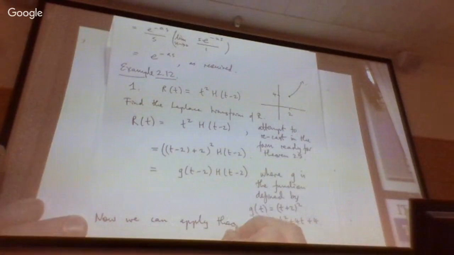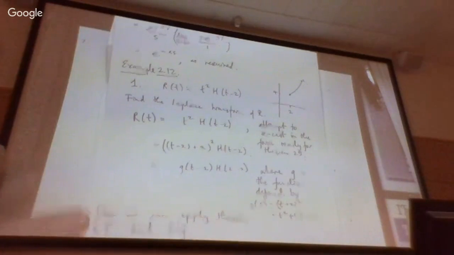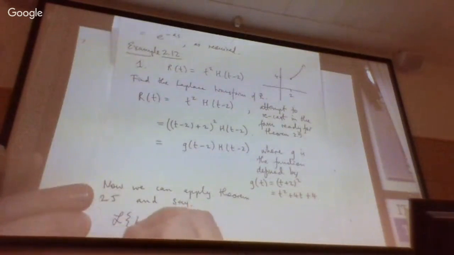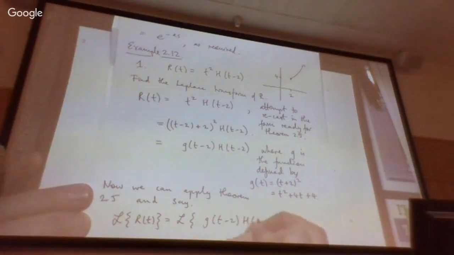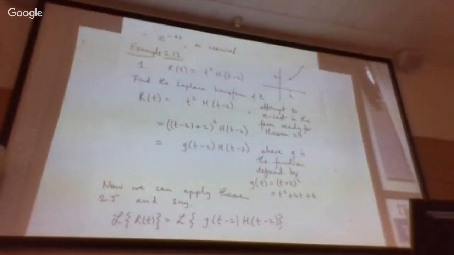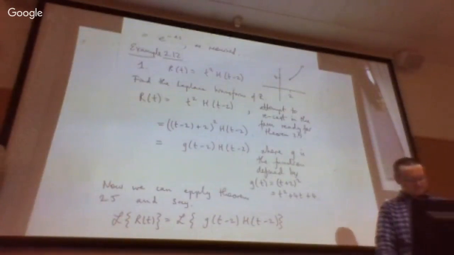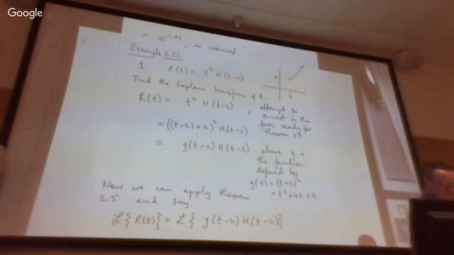theorem 2.5 and say that the Laplace transform of r of t is equal to the Laplace transform of g of t minus 2 times h of t minus 2. Now comes the application of theorem 2.5. If you look at it, it's e to the minus as, so the a is 2 here. E to the minus 2s.